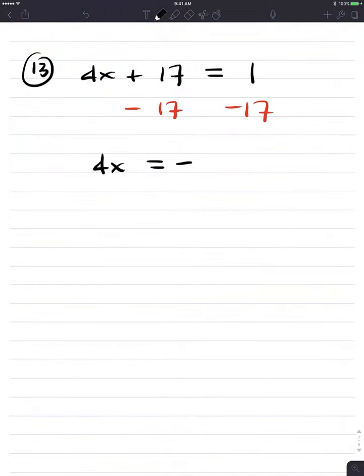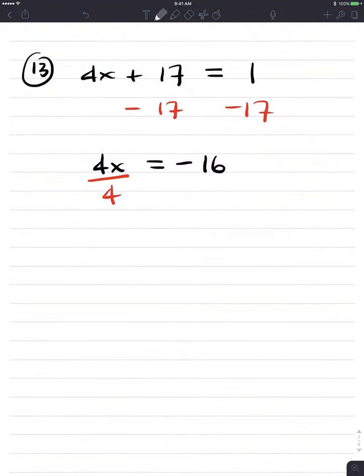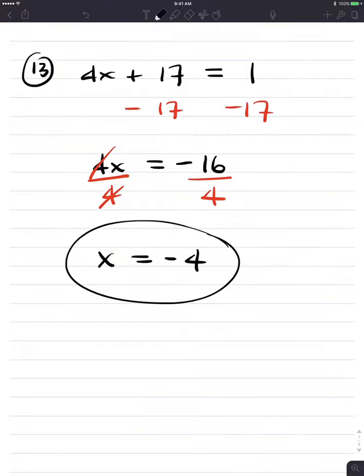Number 13, 4x plus 17 is 1. We're going to subtract 17 from both sides. We end up with 4x equals 1 minus 17, which is negative 16. We're going to undo this multiplication of x with the number 4 by dividing both sides by 4, so we get cancellation. We get x equals a negative divided by a positive, which is a negative. And we're done.